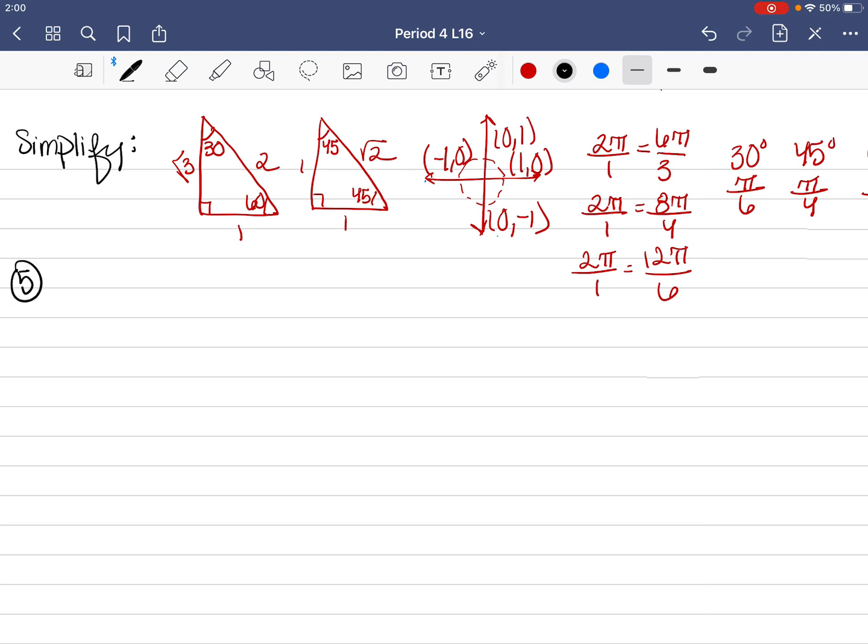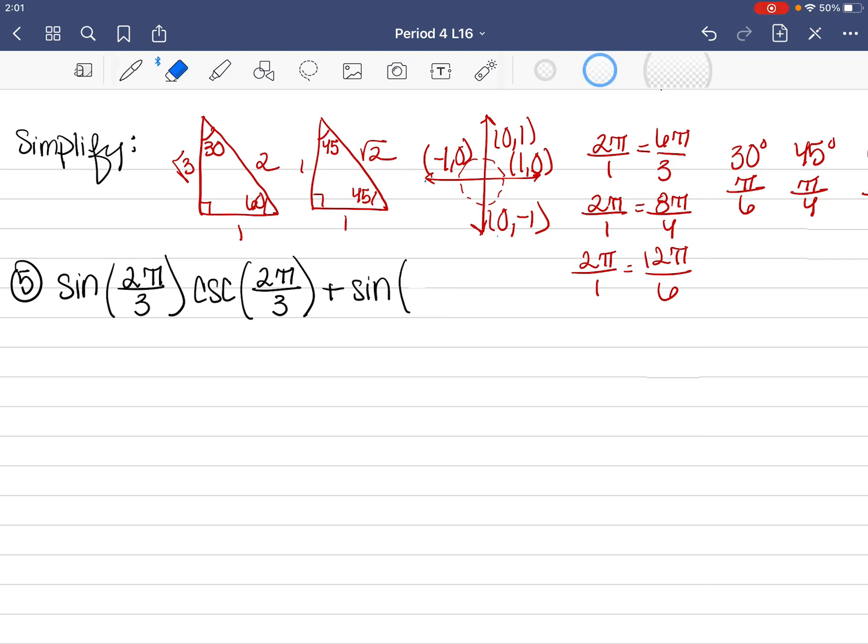What do I got for us? No, I don't want to do that one. We'll do, okay, this one is a great one. This is a toughie. But we're in pre-calc. We can handle it. Cosecant of 2 pi over 3 plus sine of, let's not do a negative angle. Let's leave it positive, so that'd be 5 pi over 4. And what's the last one here? Tangent of pi over 4.